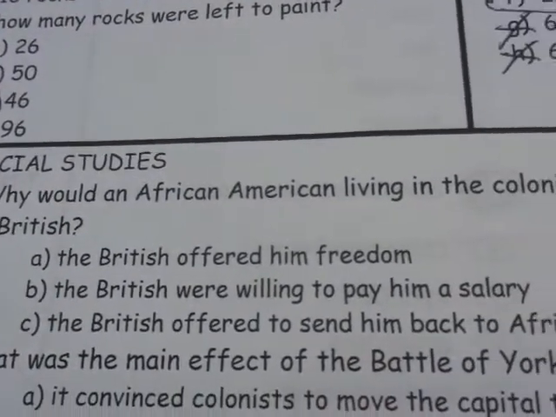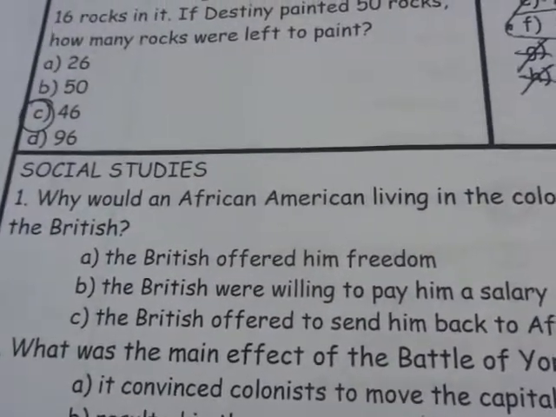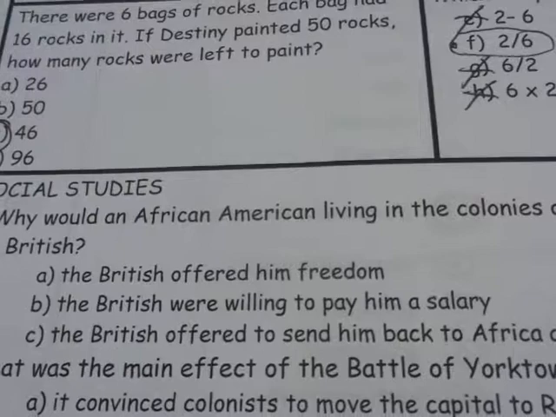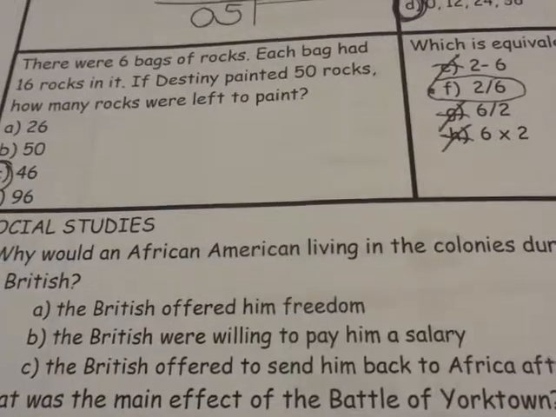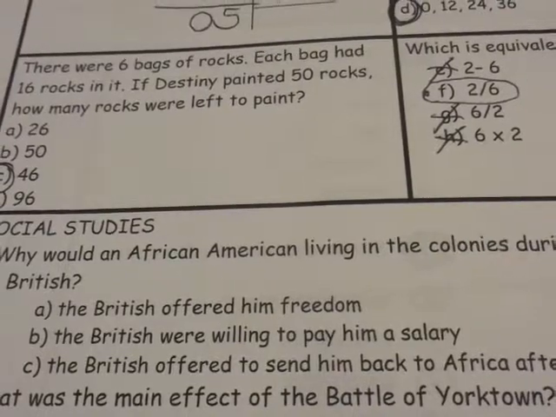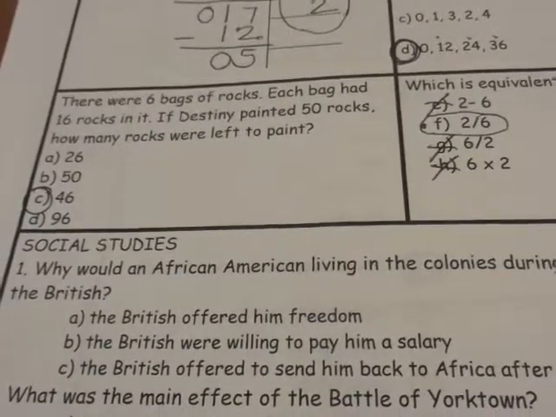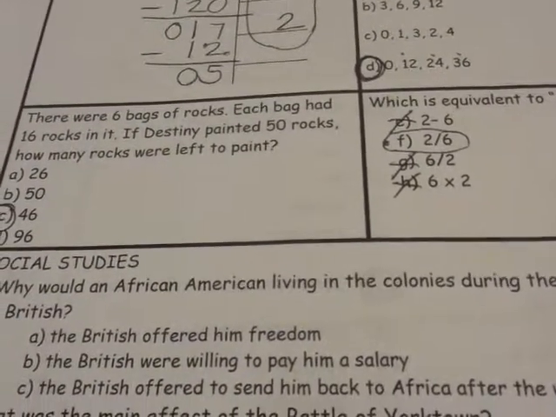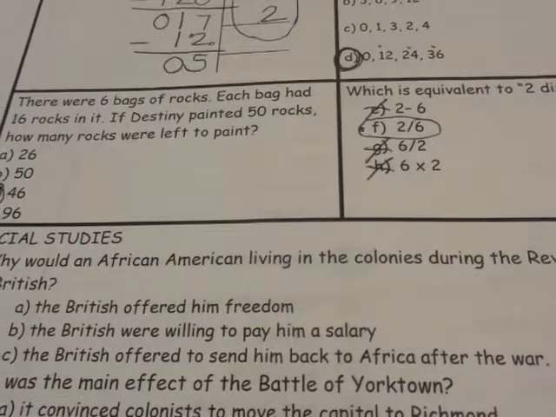Okay. Social studies. Why would an African American living in the colonies during the Revolutionary War help the British? So, what did the British promise them that if they fought for the British, that the African Americans would gain what? A, the British offered him freedom. B, the British were willing to pay him a salary. C, the British offered to send him back to Africa after the war. So what did he promise him that all African Americans really wanted during this time period? Matter of fact, everybody wanted this during this time period. That's why they were fighting for.